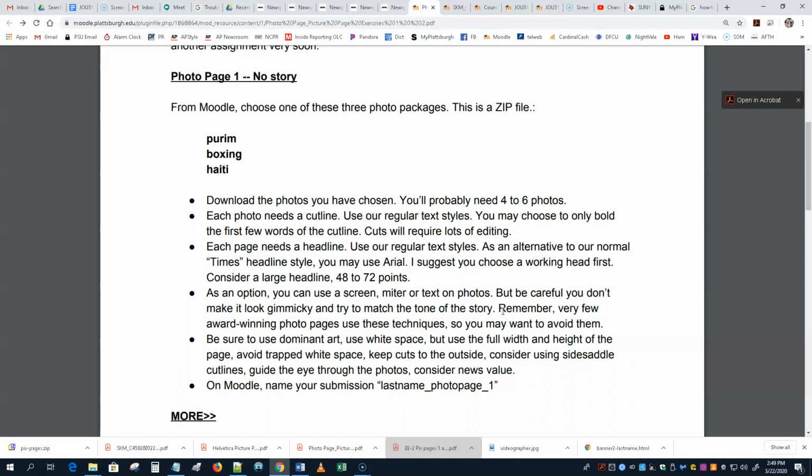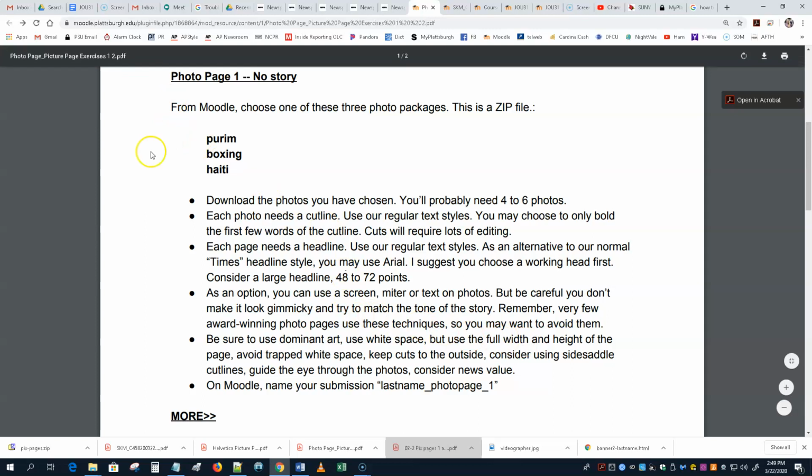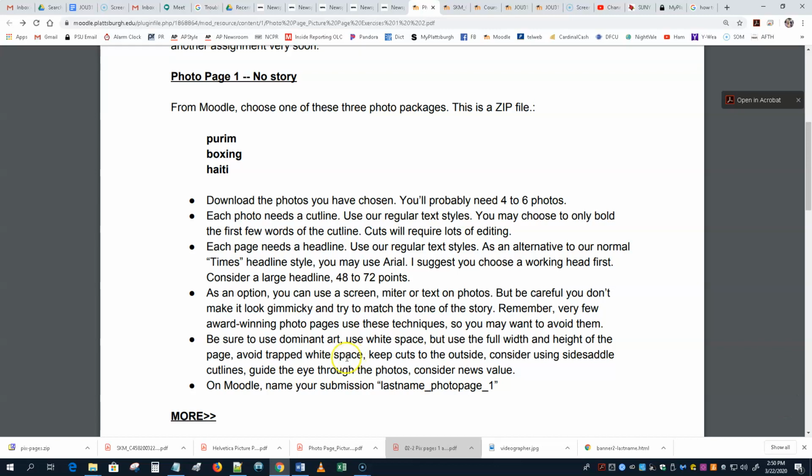No, you didn't. Be sure to use dominant art, use white space, use the full width and height of the page, roughly. In other words, you don't just make a little something in a corner of a page, you're generally using the entire page. And there is something that's roughly the full width of the page and something that's roughly the full height of the page, but not the entirety of it. There may be unused space, white space around the edges, different places. Don't have any trapped white space. That's something to be watching for. White space which is stuck in between things. We like it to be on the outside.